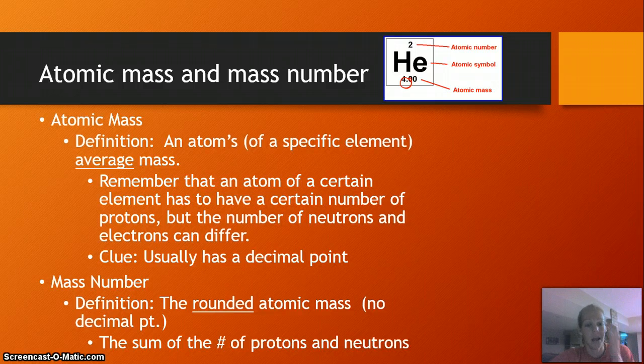Remember that an atom of a certain element has to have a certain number of protons. So helium is always going to have 2 protons. It may or may not have the same number of neutrons and electrons in each of its atoms. Mass number. The mass number is the rounded atomic mass. So for helium, it's pretty easy in this diagram. The rounded atomic mass would be 4. But some of them you actually have to round to the nearest whole number.